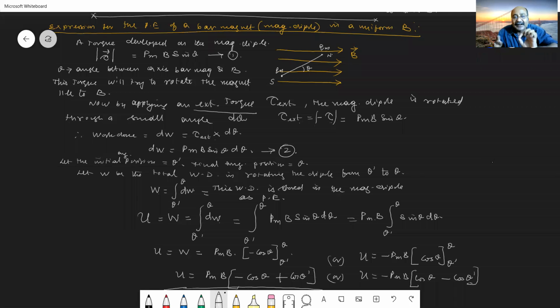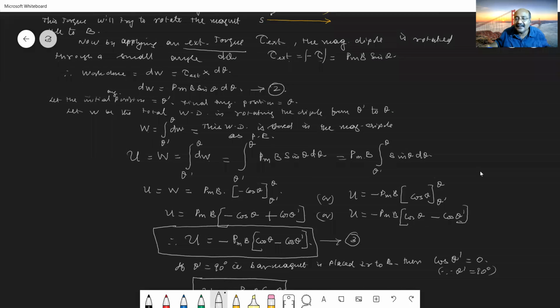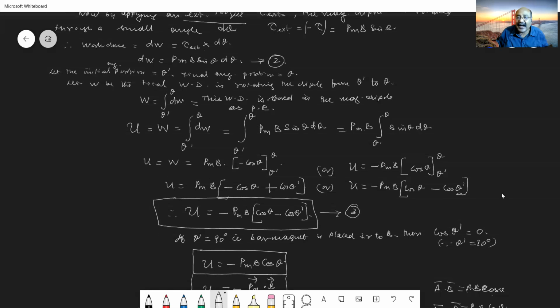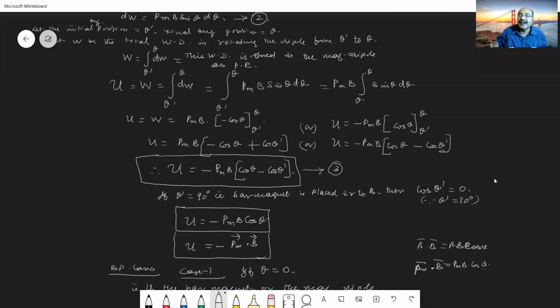That total work done is stored as potential energy. That is what we have calculated. So in order to calculate the total potential energy, we integrate the small work done. That integration of small work done is the integral from θ' to θ of PMB sin θ dθ. The final answer from integrating between θ' and θ is stored as the potential energy in the Bohr magnet when it is rotated from the initial to the final position.